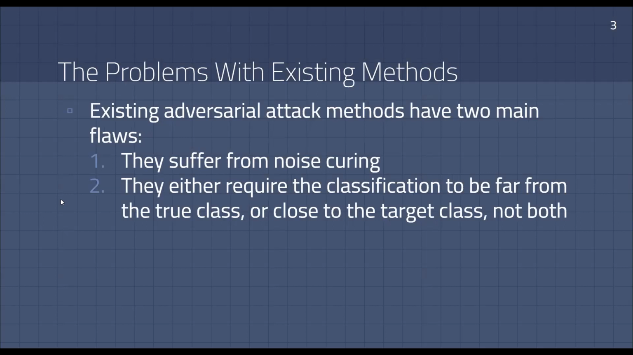So the paper points out two main issues with existing methods for generating these adversarial examples. One is that they suffer from noise curing, which is the process of iterative perturbations following the pattern of the previous perturbation, resulting in more noticeable changes over the iterations. And the second is that the adversarial examples generated by existing methods are either far from the true class or close to the target class, but not both.